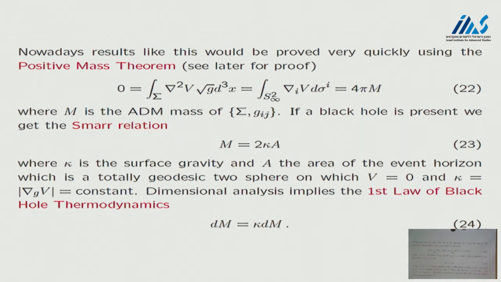The point is that A is 16 pi m squared, kappa is 1 over 4 m. I'm now putting c and G equal to 1, and so dA is 32 pi m dm, and then, sorry, this is an 8 pi, excuse me. Sorry, no, that's right, that's 1 over 4m. And so I need an extra factor of 8 to get the formula that I want, which is dm is kappa over 8 pi dA.